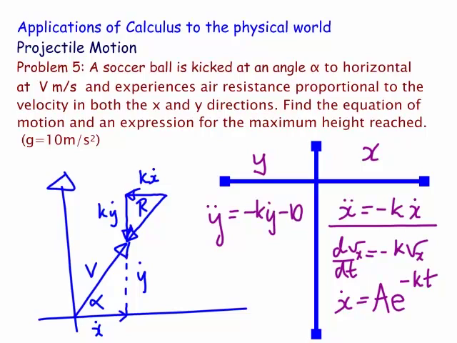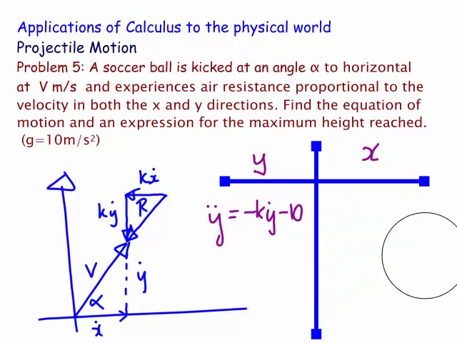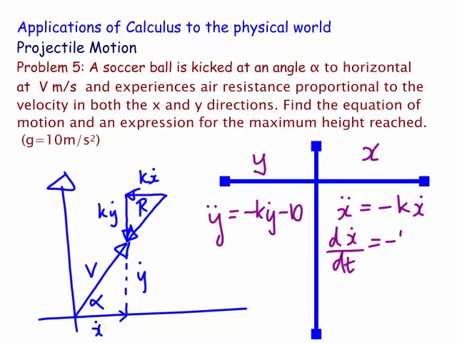We can do that a different way. You can write it like this: x double dot is equal to minus k x dot, and this is really d(x dot)/dt equals minus k x dot. You can then try to separate the variables, but we should recognize this as a growth and decay type situation, where the rate of change of the velocity is proportional to the velocity in the x direction.